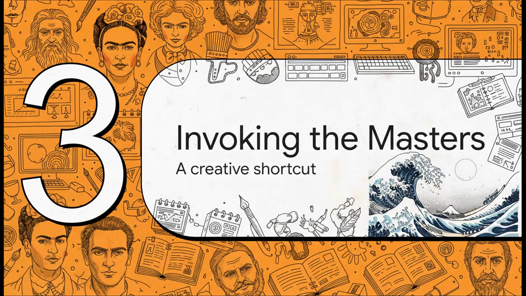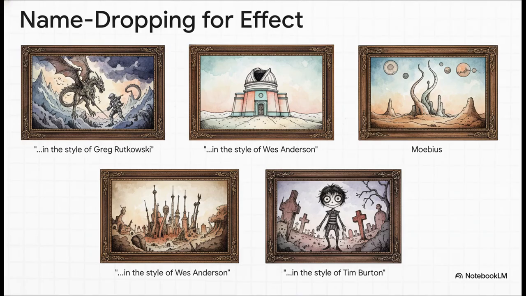But okay, let's take it a step further. Beyond just broad styles, you can get way more specific. You can actually invoke the names of individual artists to channel their unique look and feel directly into your work. Mentioning an artist's name is the ultimate creative shorthand. You say, in the style of Wes Anderson, and boom, the AI instantly knows you want flat symmetry, pastel colors, and that quirky, nostalgic vibe. Every name, whether it's Tim Burton's gothic whimsy or Mobius's clean sci-fi lines, taps into a whole universe of style.